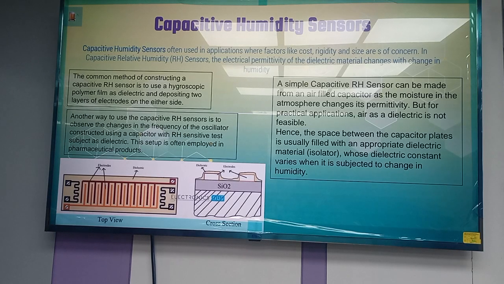So here is a picture where we have shown the capacitive humidity sensor. There are two parts: here are the electrodes and here is the dielectric material.